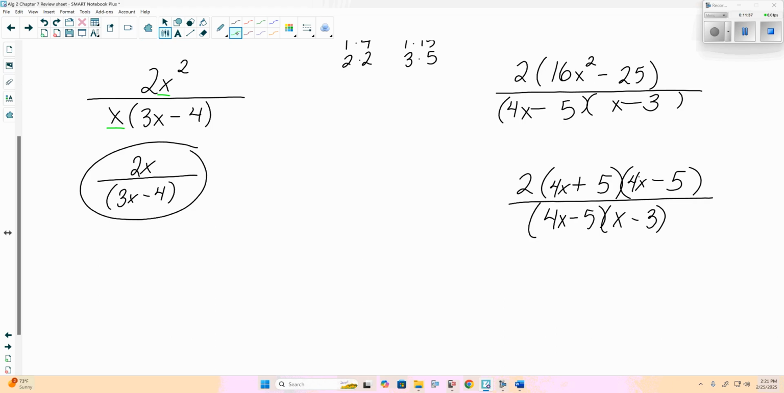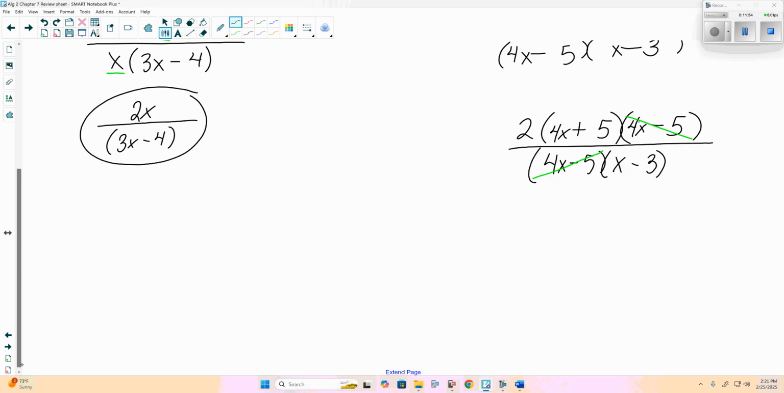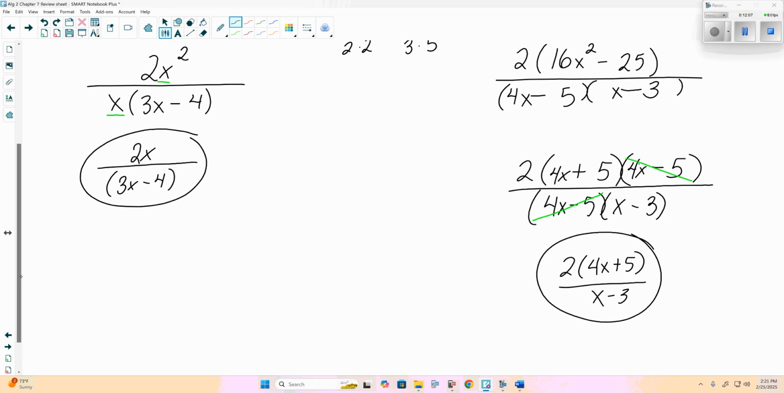Questions on how we factored this here? So what's in common on top and bottom? 4x minus 5 and 4x minus 5. And what that leaves us with is 2 times 4x plus 5 over x minus 3. And again, like with most of this chapter, factoring is going to be the key point to all of this here.